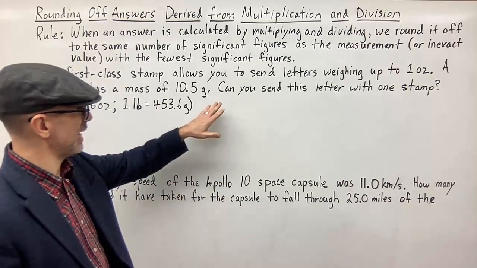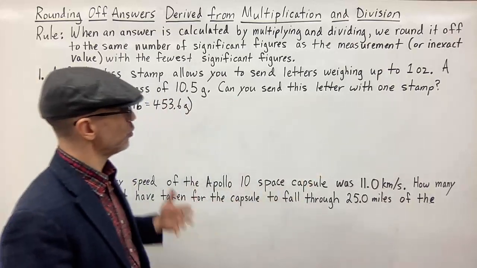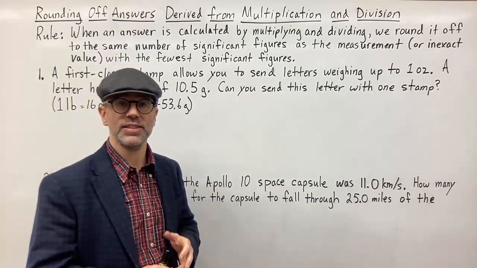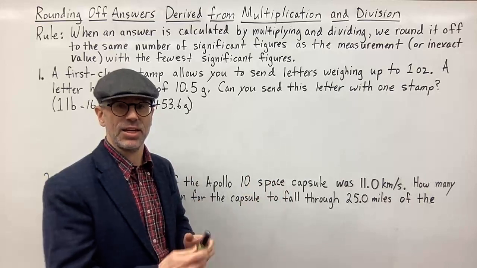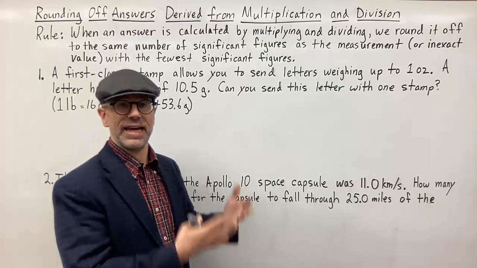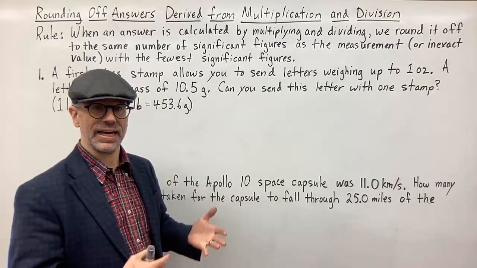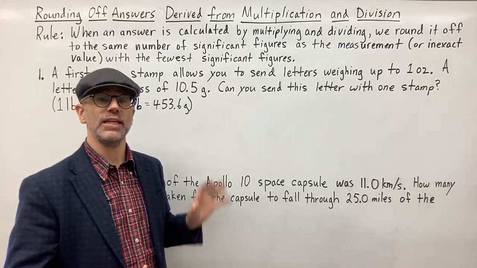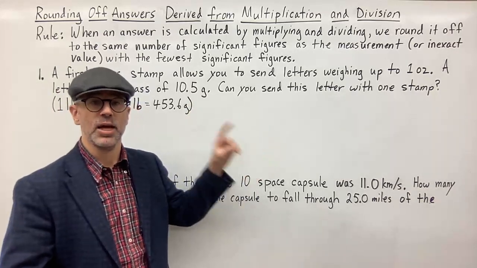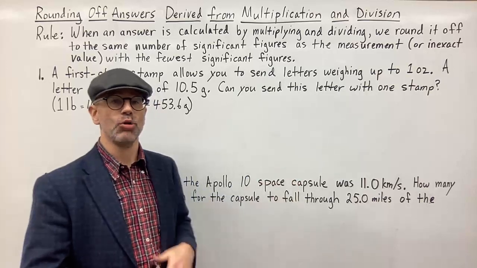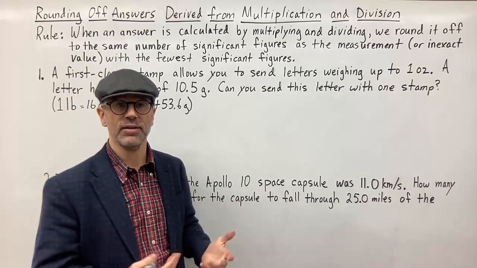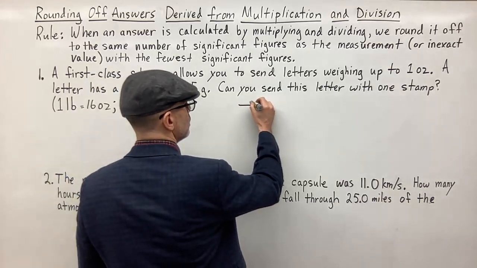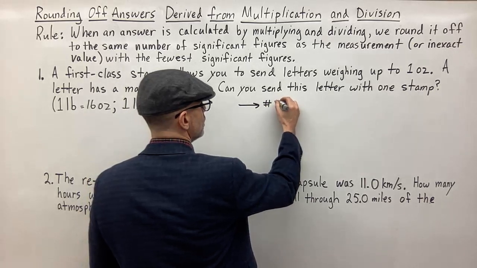So here's the question: can you send this letter with 1 stamp? So here we need to find what is the number of stamps. That's what we need to find. That's the end of our problem. How many stamps can you get with 10.5 grams? So we need to find the number of stamps, because then once we calculate the number of stamps, we'll know if we need more than 1 stamp or not, right? So that is our ending. So we need to get to the number of stamps.